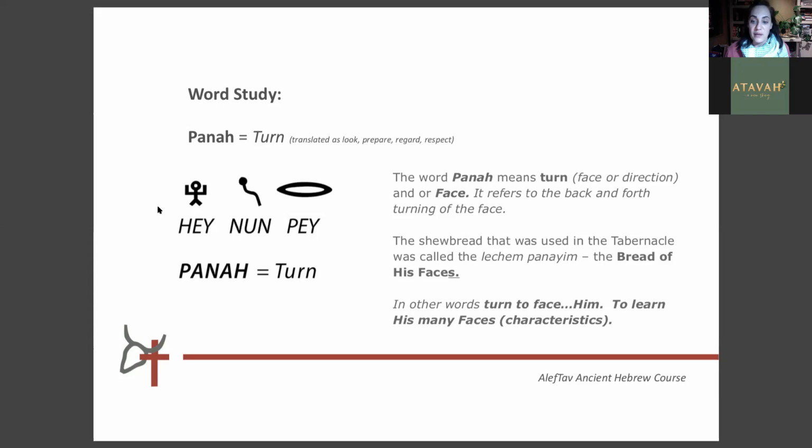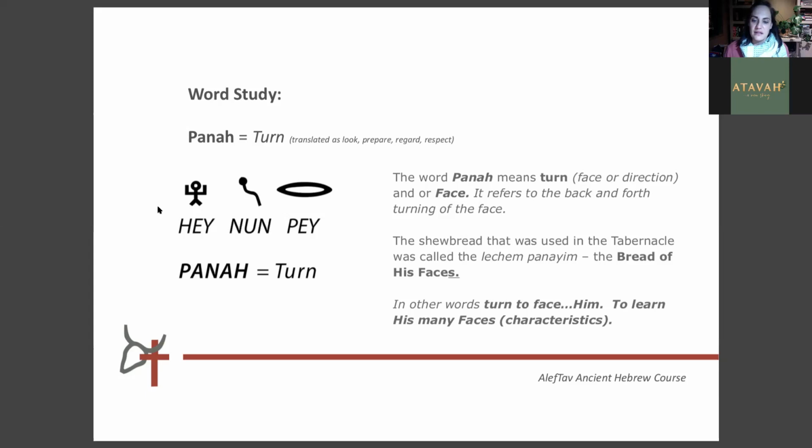Firstly, because pana, like I've just showed you, means face. So panahim is the plural form of face. It means faces, because it refers to the many characteristics and faces of Abba. In one of the previous lessons, I spoke to you about really knowing and understanding Abba's heart and his character. And if you don't know him, for example, as Al-Roi, the God who sees, if you maybe feel that he doesn't see your needs, or maybe you don't know him as Yahuwah Rapha, the God who heals, do you know all of his faces?